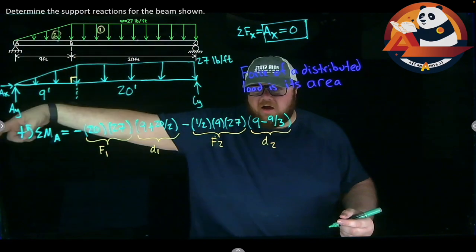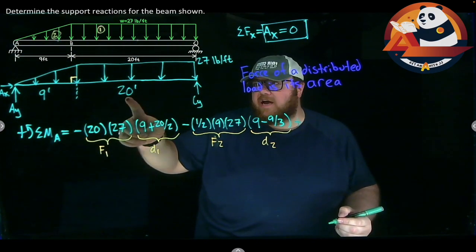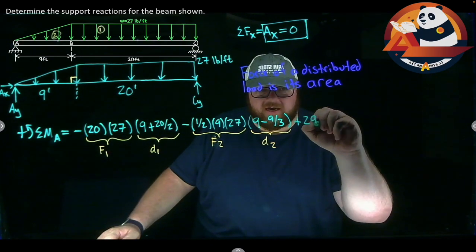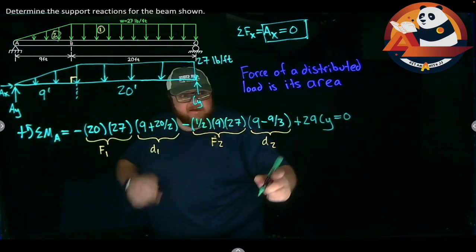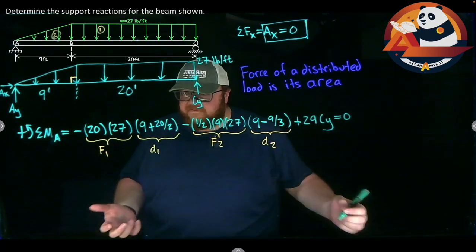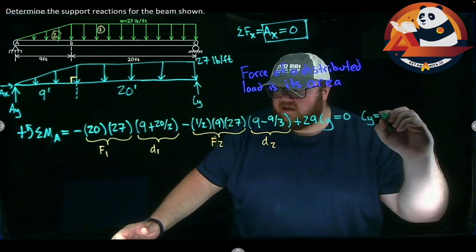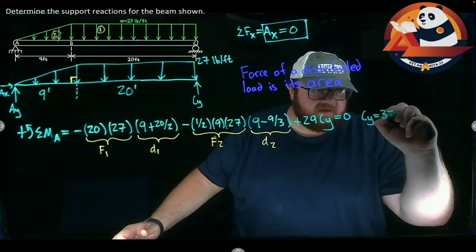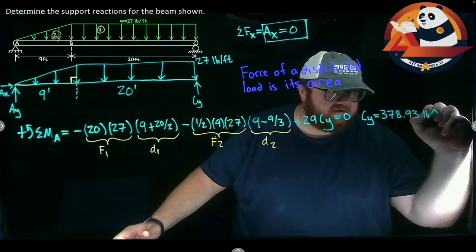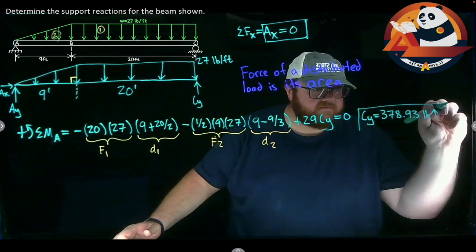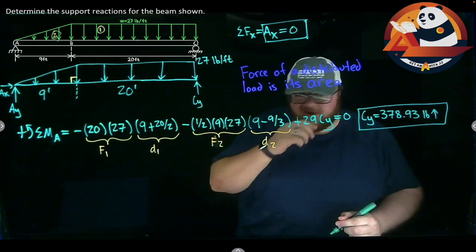CY would cause a counterclockwise rotation about A, so I'll add this in. Plus, my distance is 9 plus 20, 29. My force is CY. Should get me to 0. CY is my only unknown in that. If I solve this for CY, I'm going to get here that CY is 378.93 pounds, and we're going up. I get a positive number out from this equation, so I guessed the right direction for CY.